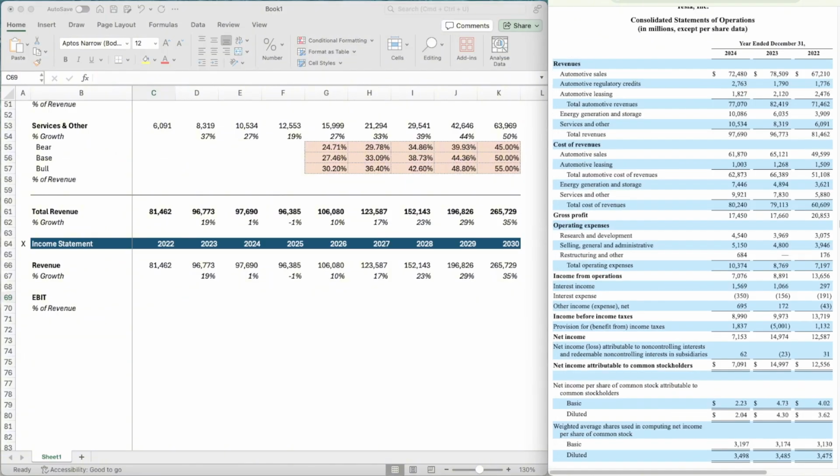The way we find the EBIT is we come on the income statement. So you have your revenues, then you have your cost of goods sold, which gives you your gross profit. Then you have your operating expenses, and that results in the income from operations, and that's our EBIT. So it's earnings before interest and tax.